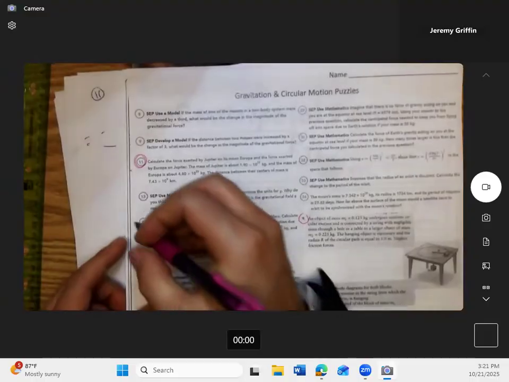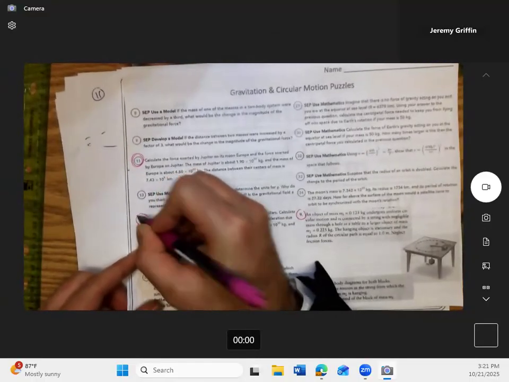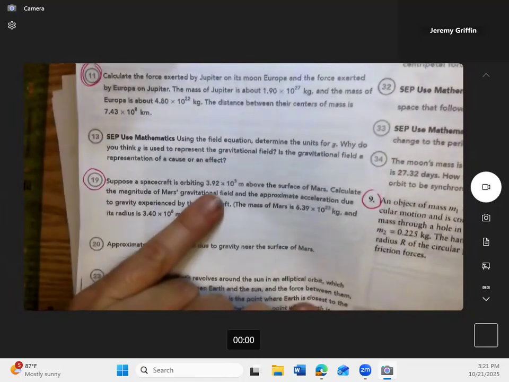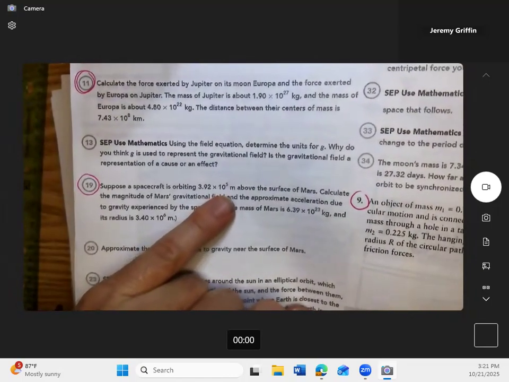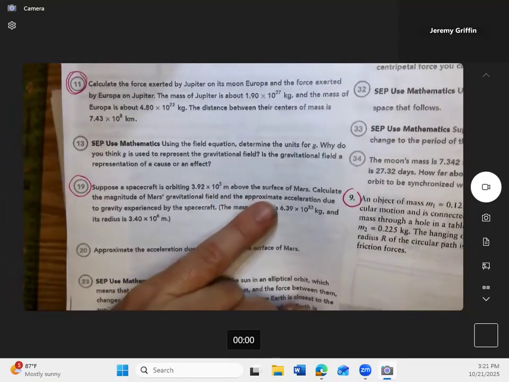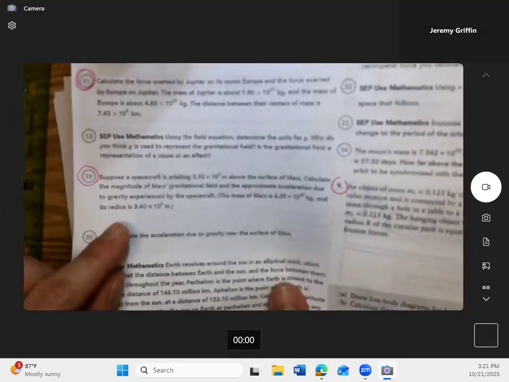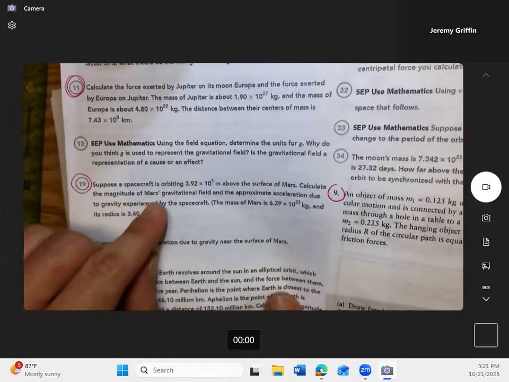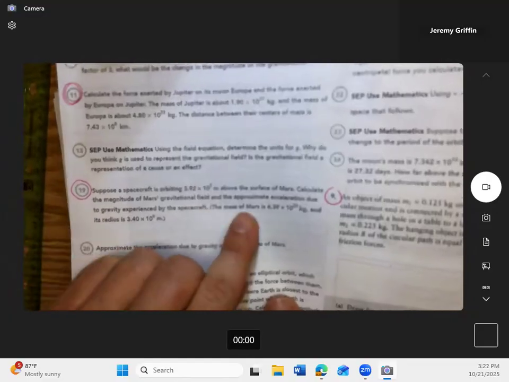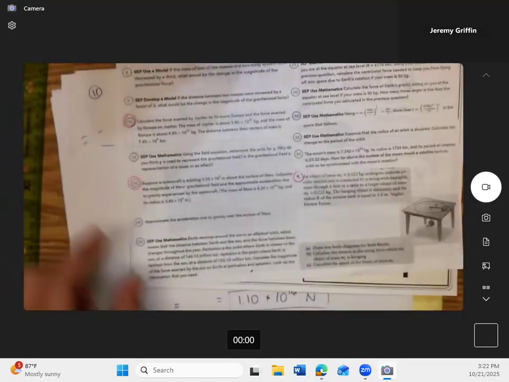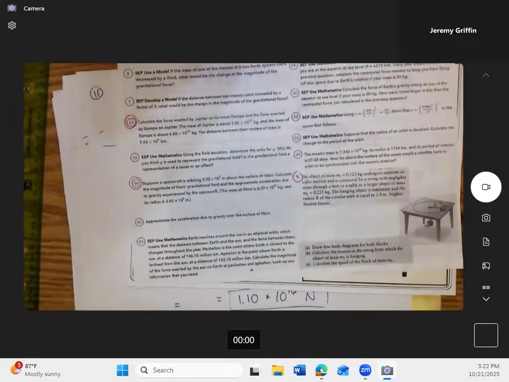Oh, I like this question. Let's do 19. Right, so this one's a little bit more critical thinking. So this one will be fun. Number 19. Suppose a spacecraft is orbiting 3.92 times 10 to the 5 meters above the surface of Mars. Above the surface. Notice it's not the center, it's above the surface. That'll be important. Hold on to calculate the magnitude of Mars's gravitational field and approximate acceleration due to gravity experienced by the spacecraft.